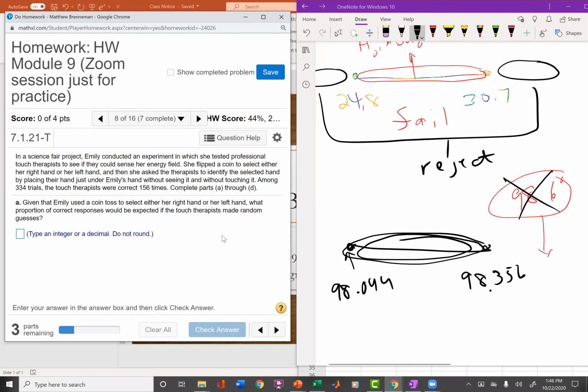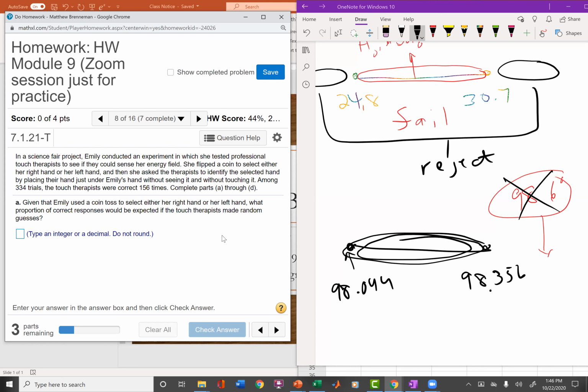They like these sorts of problems here where, like, you know, someone thinks they're psychic or they guess or whatever, right? And the reason why is because they're comparing that with, you know, a coin flip or a random guess, right? So let's see, in a science fair project, Emily conducted an experiment in which she tested professional touch therapists to see if they could sense her energy field, whatever that is, right? She flipped a coin to select either her right hand or her left hand, and then she asked the therapist to identify the selected hand by placing their hand just under Emily's hand without seeing it and without touching it.